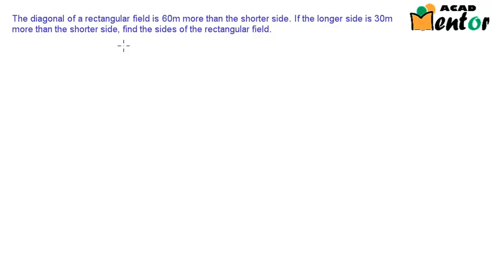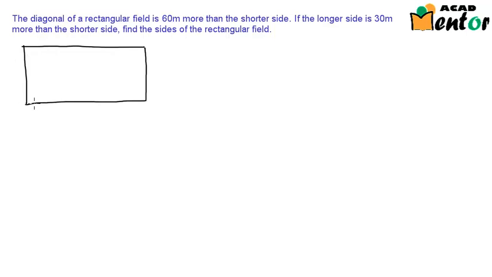I'll just give you another example where we look at how to form the equation, and then you can find out the roots yourself. So the question states that the diagonal of a rectangular field is 60 meters more than the shorter side. If the longer side is 30 meters more than the shorter side, find the sides of the rectangular field. Now the best method is to draw the figure first.